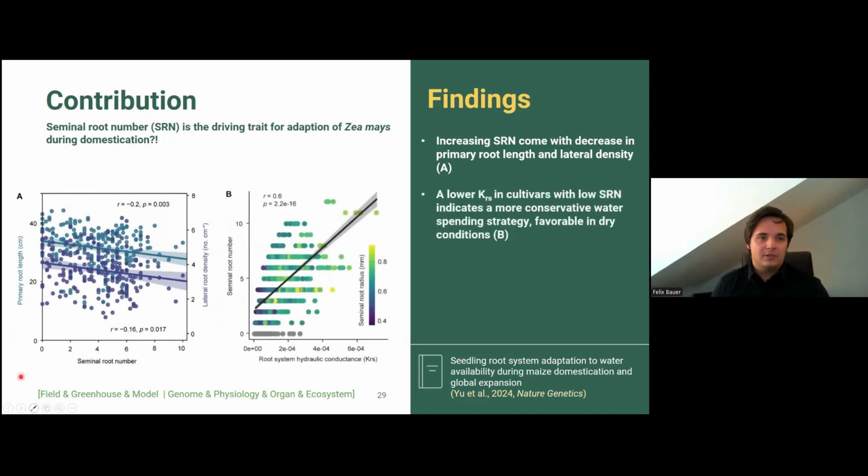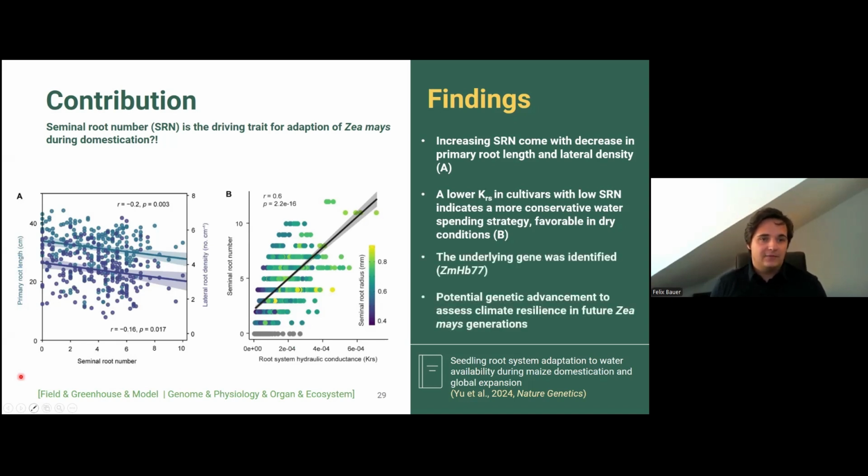And secondly, and most interesting, we had a lower root system conductance in cultivars with lower similar root number, which indicates a more conservative water spending strategy, which is, as I just explained, favorable in dry conditions. So this gives some genetic advancement, because it is quite cool to know these features, because the underlying gene was also identified in the study, to breed, for example, drought resilient or climate resilient maize cultivars in the future.